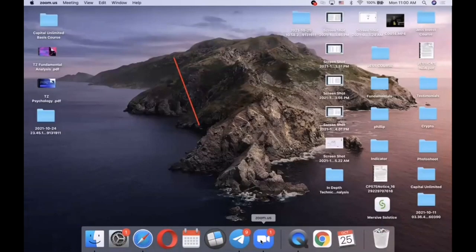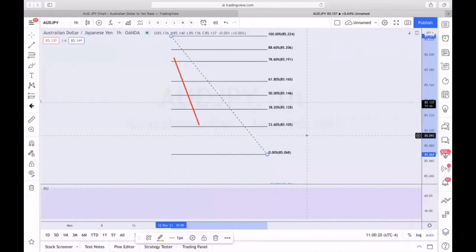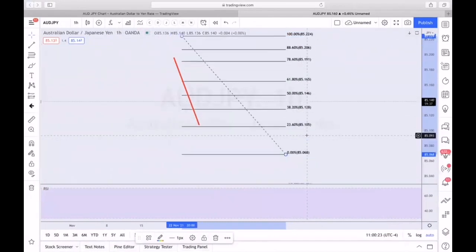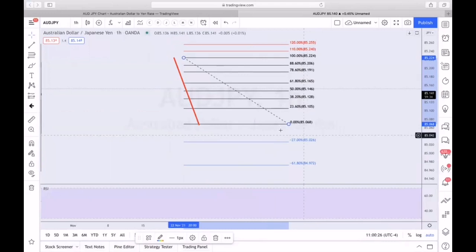I'm so sorry, I don't know what just happened. You have 78.6, you have 88.6, and then you have 100. And I'm sorry, I feel like it's a glitch on my computer.